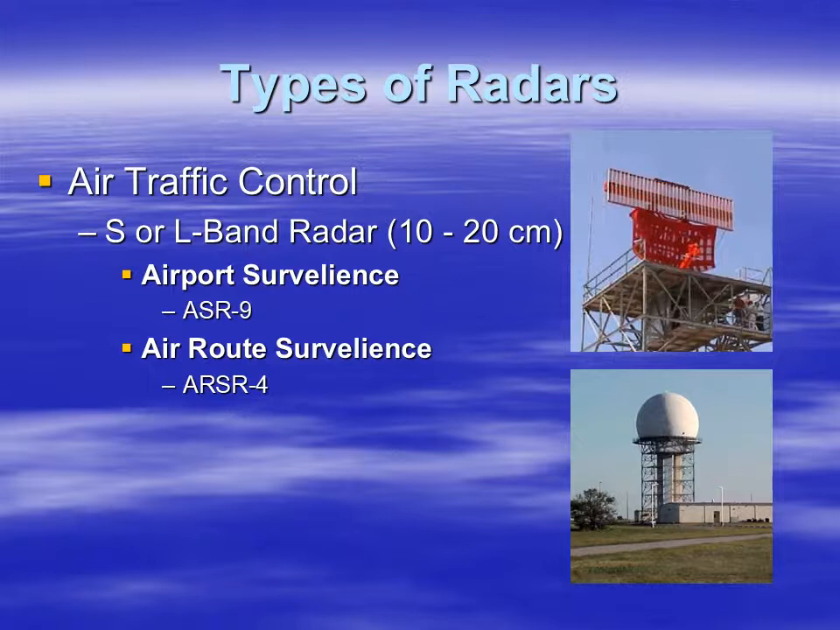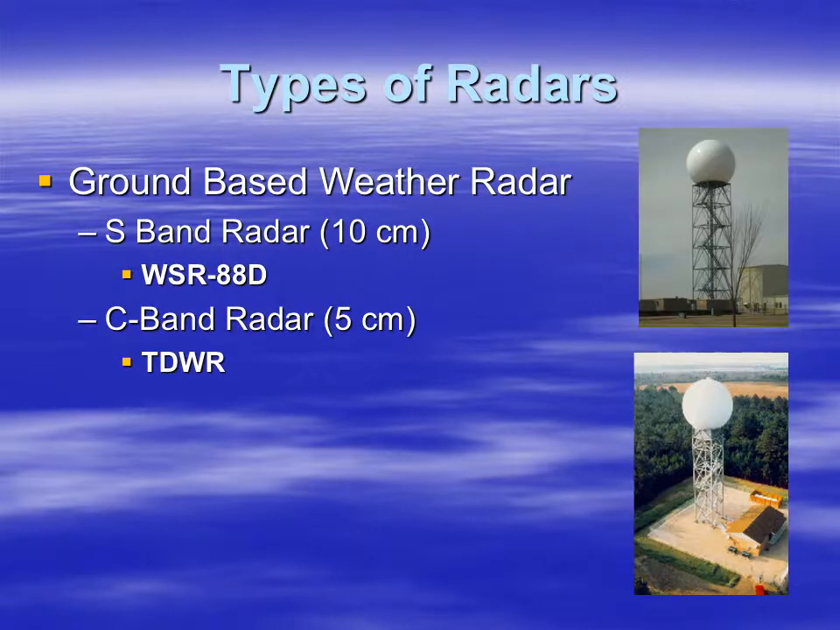Typically near airports they have airport surveillance radars, or ASRs, and those are currently in the 9th generation, or ASR-9s. You can see that these have very large antennas because you have a very long wavelength. Also, air traffic control radars are scattered across the United States looking for aircraft over large distances, and these are typically the ARSR radars that are used by air traffic control route centers to look for airplanes in their airspace.